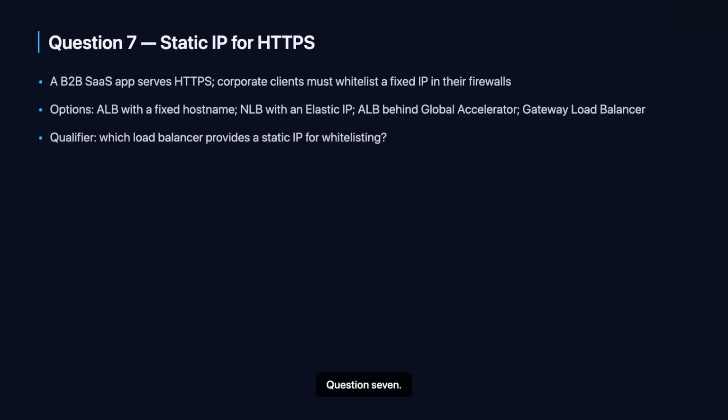Question 7. A business-to-business SaaS app serves traffic over HTTPS, and corporate clients must whitelist a single fixed IP in their firewalls. The options are an application load balancer with a fixed hostname, a network load balancer with an elastic IP, an application load balancer behind Global Accelerator, or a gateway load balancer. The qualifier is which load balancer provides a static IP for whitelisting.